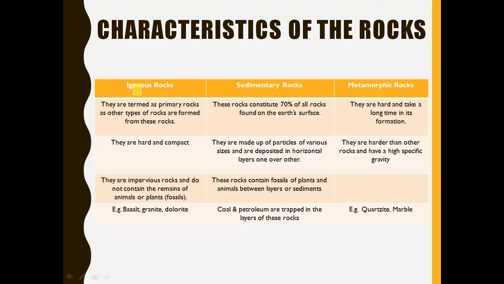All right, now this is your igneous rock, sedimentary rocks, and metamorphic rocks. Now, igneous rocks are also termed as primary rocks, as all other types of rocks are formed from these rocks. Igneous rocks are hard and compact, right? They are impervious rocks and they do not contain any remains of plants and animals. And one word for the remains of plants and animals is fossil. So igneous rocks do not contain any fossils. What are the examples of that? This is basalt, granite, and dolerite.